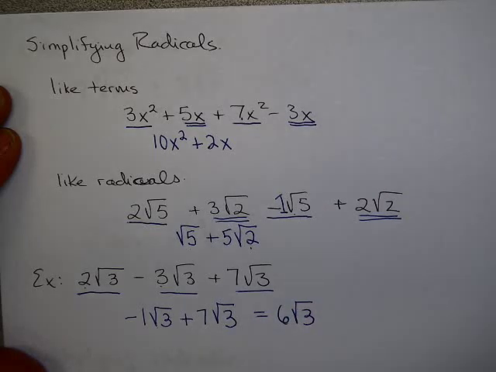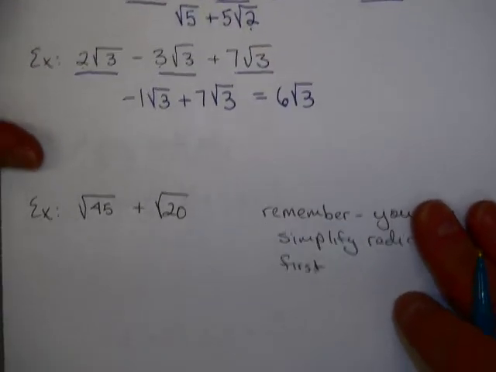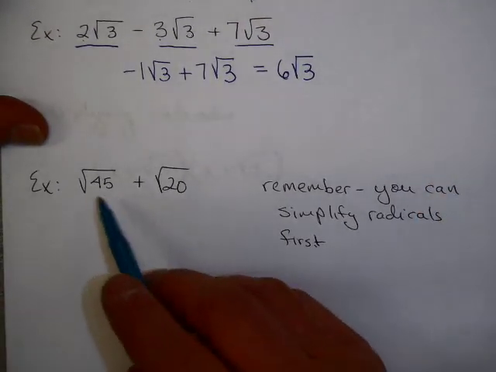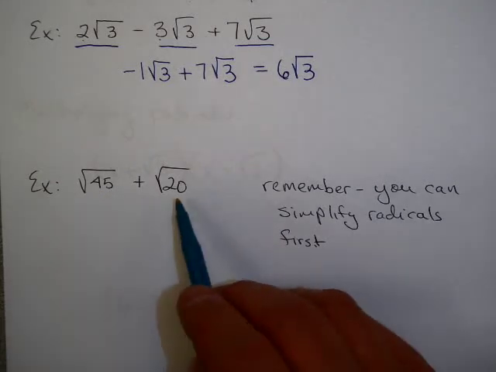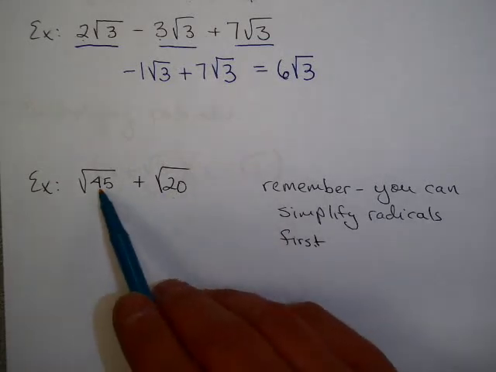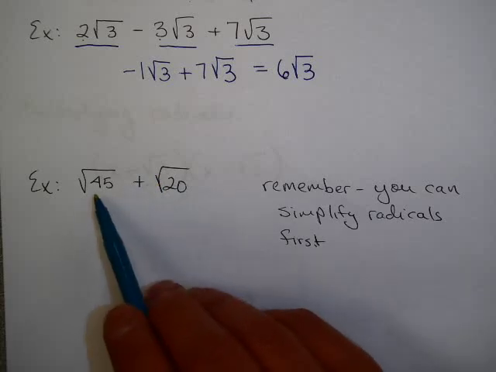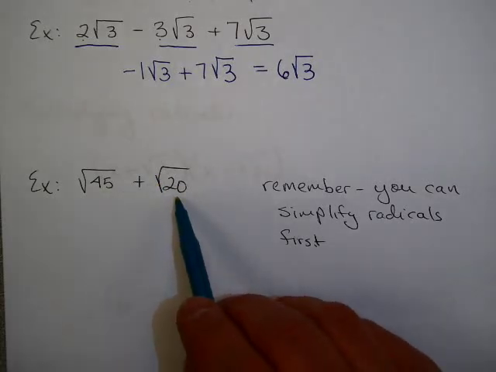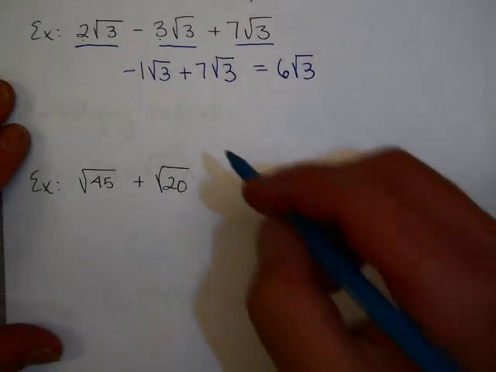That seems pretty straightforward. Now, it does get a little bit harder, and one of the things we have to remember is that in this case, you might look at this problem and say, while both of these are square roots, I don't have the same radicand, so there's nothing I can do.